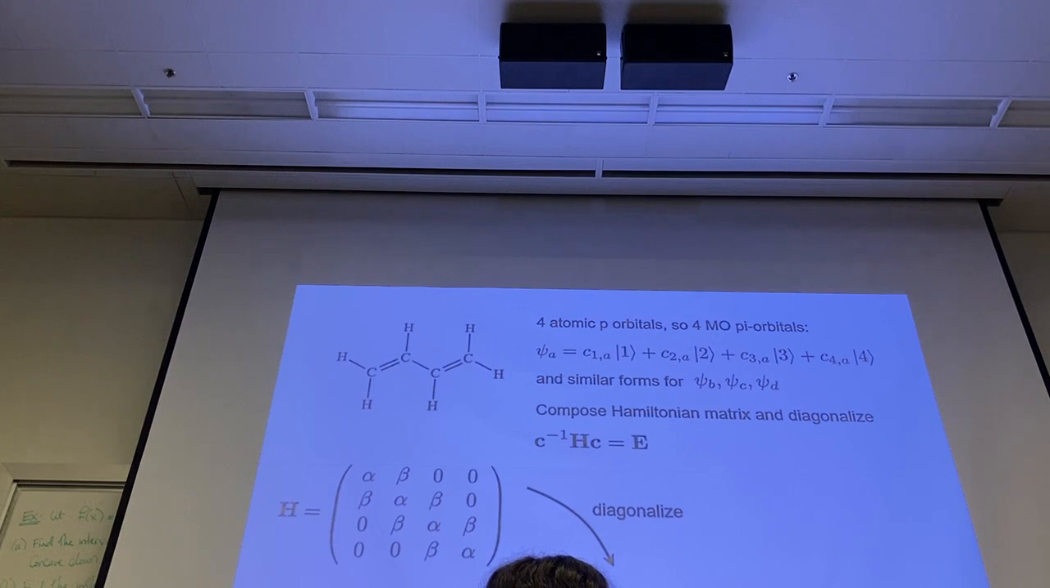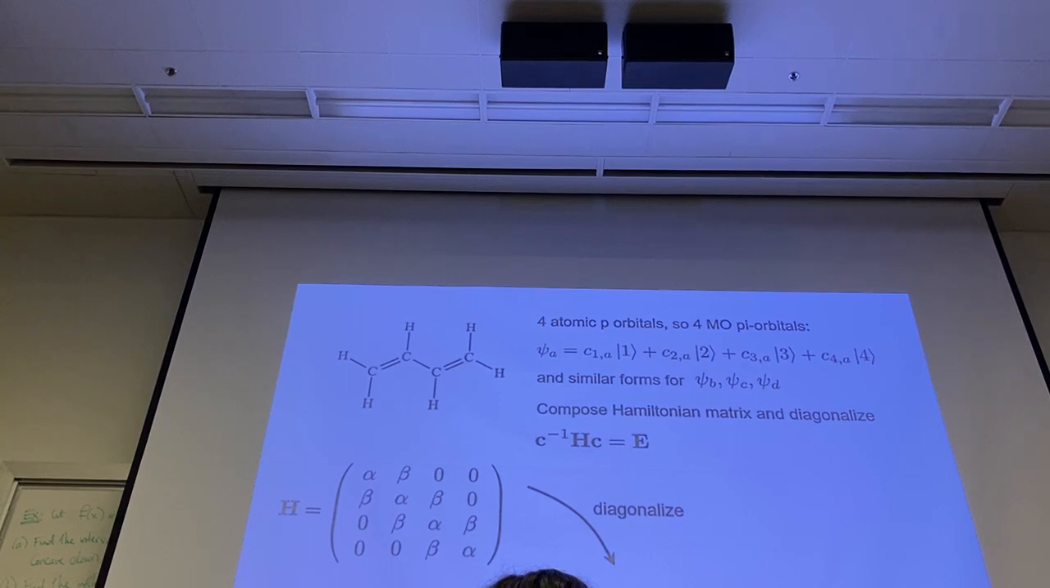So the energies that come out then are the following. It's alpha plus and minus this number times beta, and alpha plus and minus this number times beta, a total of 4. So that is interesting, but I'm going to put it into a molecular orbital diagram to show you where those energies actually lie. Okay? So let's do that.